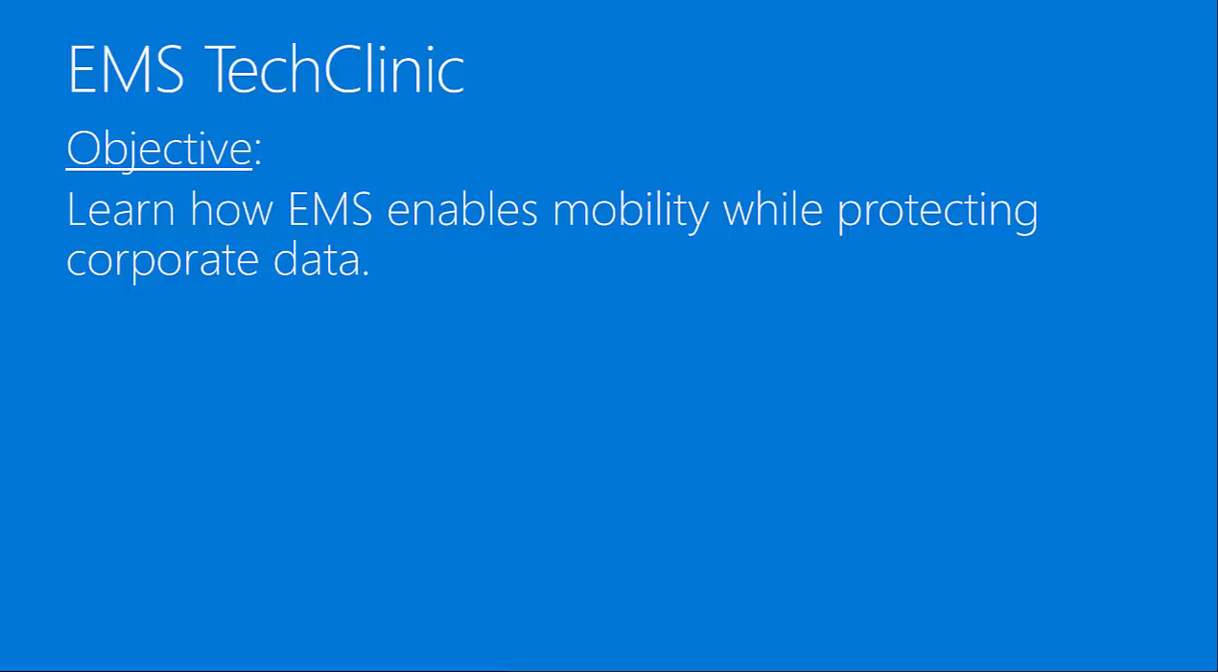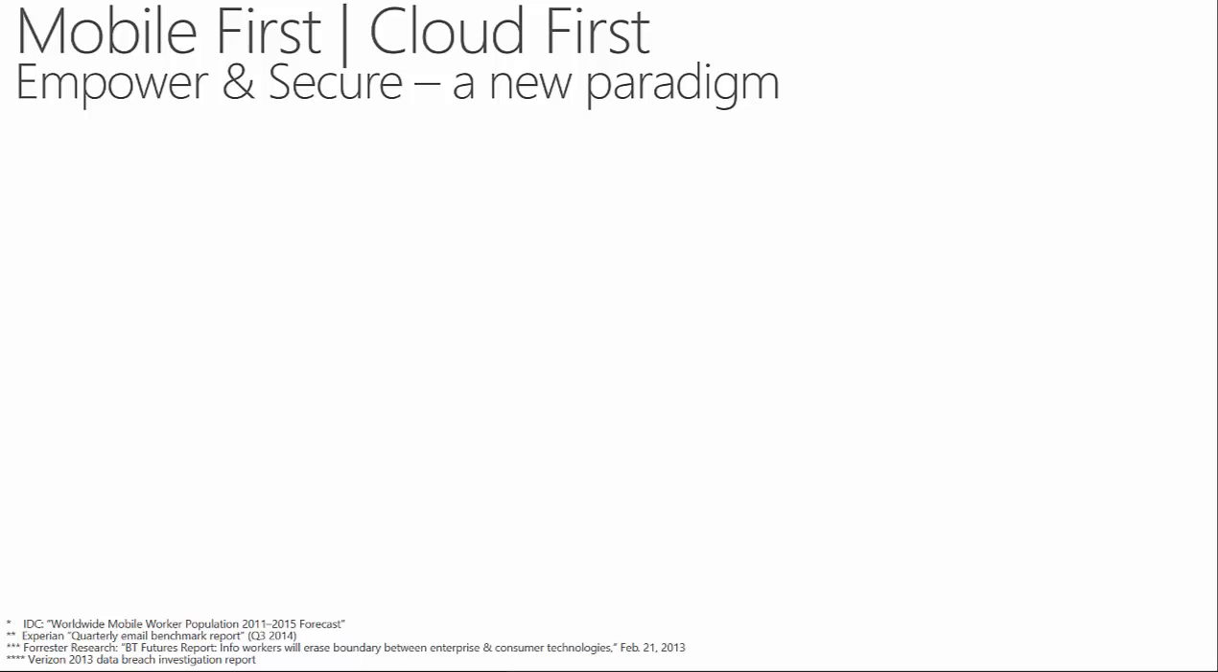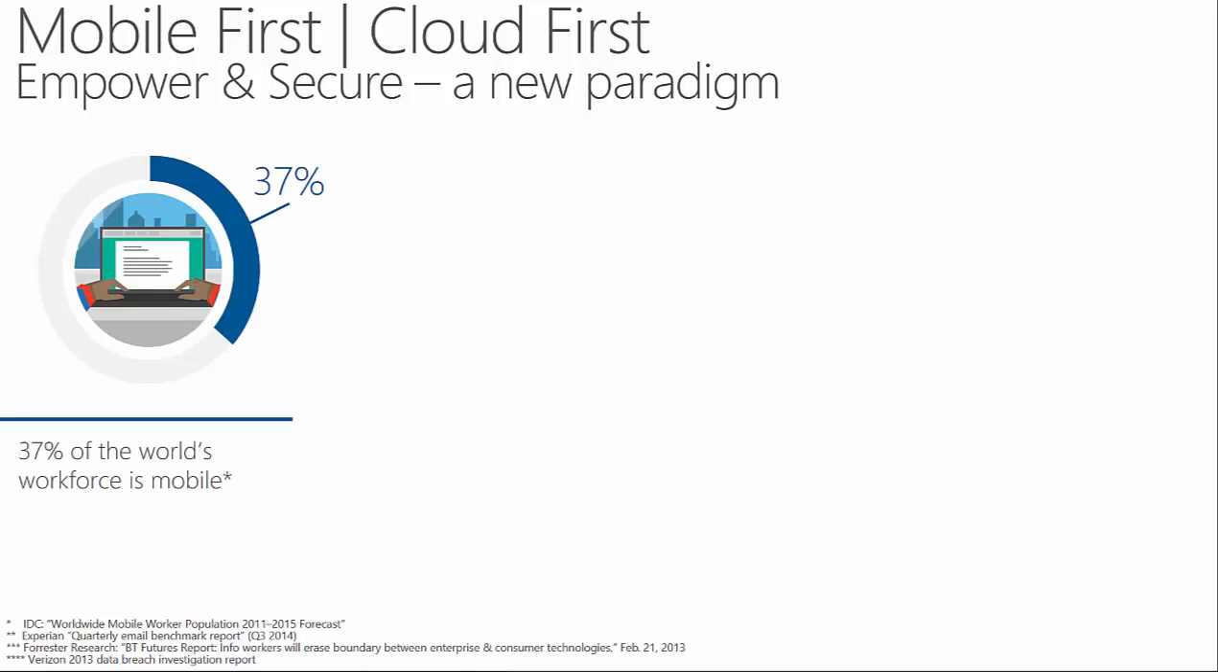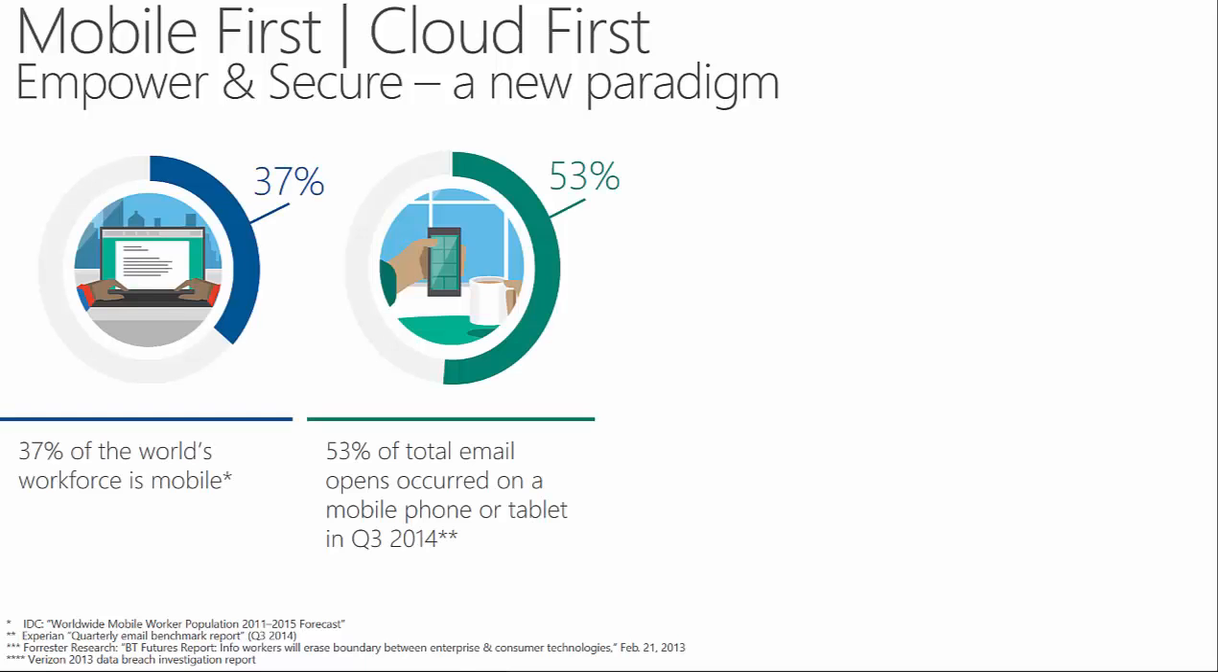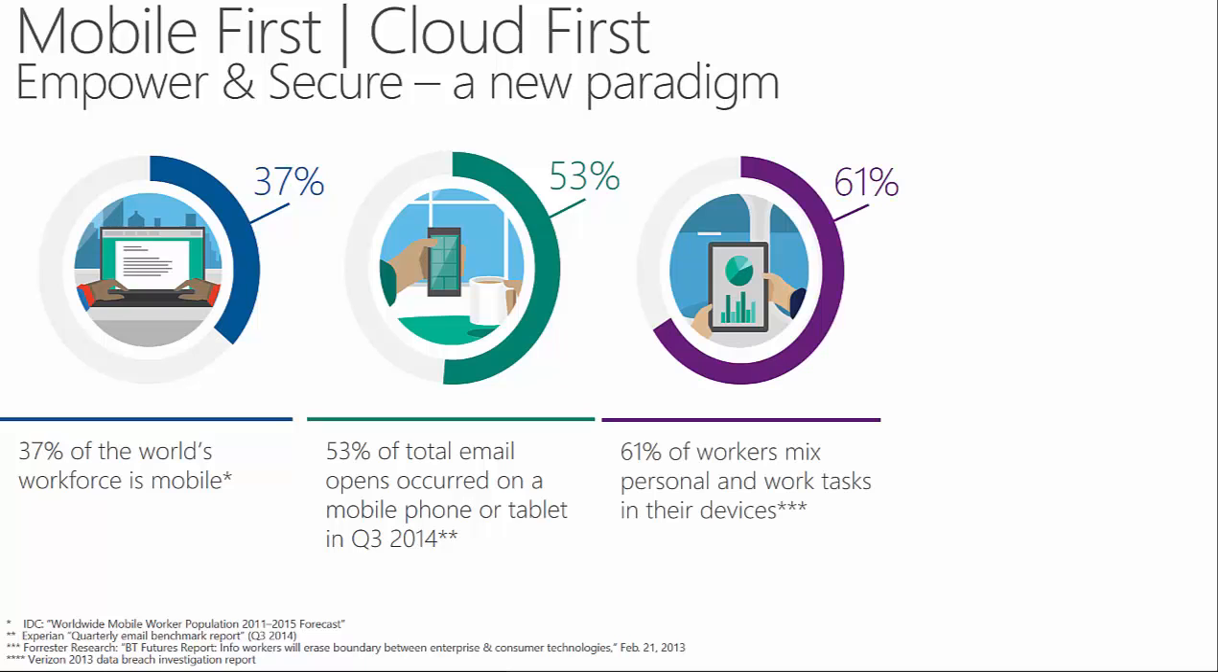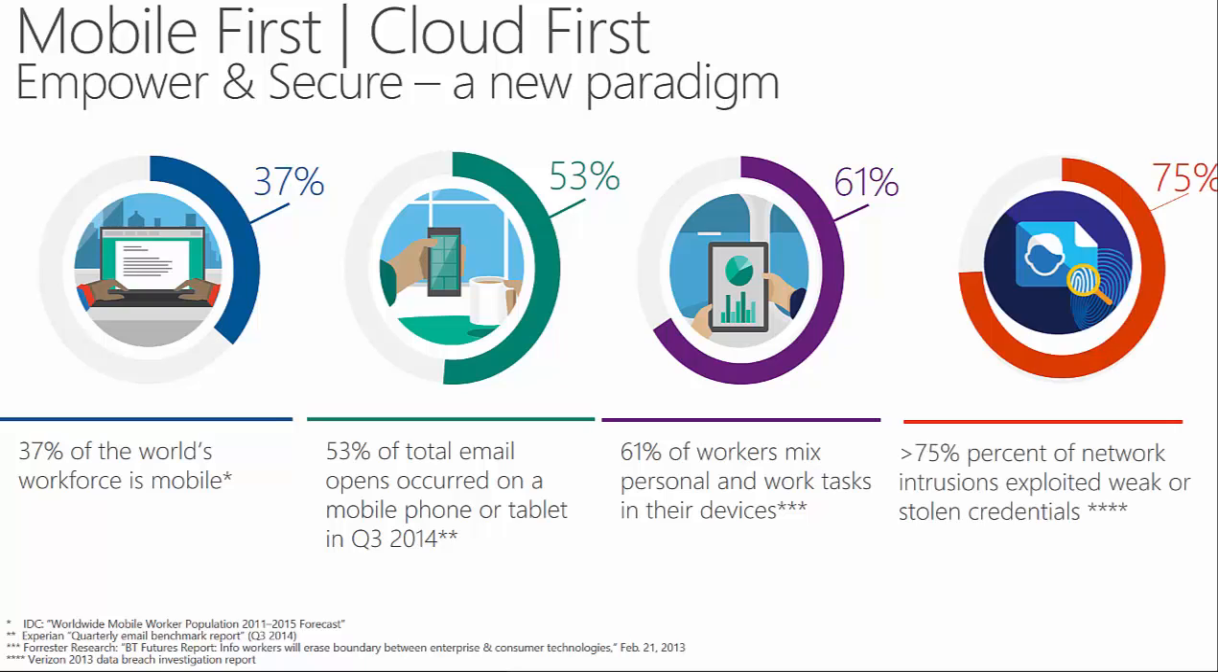The Enterprise Mobility Suite one-day technical clinic, where you will learn how to modernize your network while protecting your data. The environment is changing, with roughly 37% of the world's workforce being mobile, over half the email being opened on mobility platforms, and 2/3 of the users mixing their private platform devices with corporate-owned. This results in cross-pollination, which can lead to credentials leaking out of your network, and 75% of intrusions are exploited by weak or compromised networks.